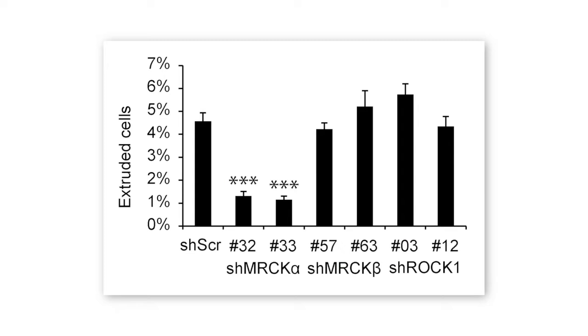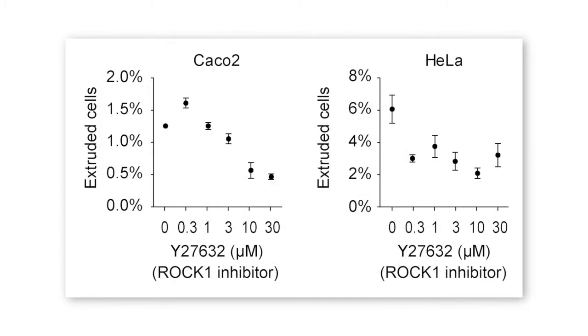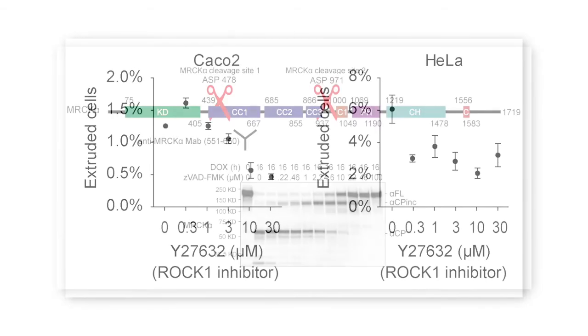And we found that only the silencing of MRCK alpha is able to hamper the epithelial extrusion promoted by growth factor deprivation. And the silencing of the other 2 proteins had substantially no effect. So we concluded that MRCK alpha in this model is the main Rho kinase regulating the process of extrusion. In other cell models, we found that also ROCK1 has a prominent role in cell extrusion.